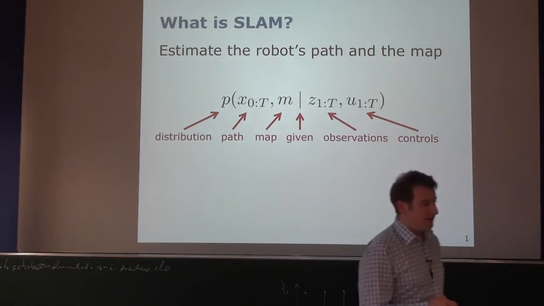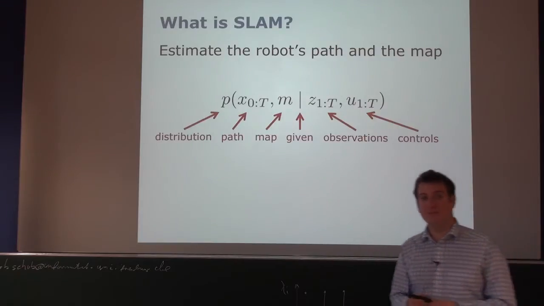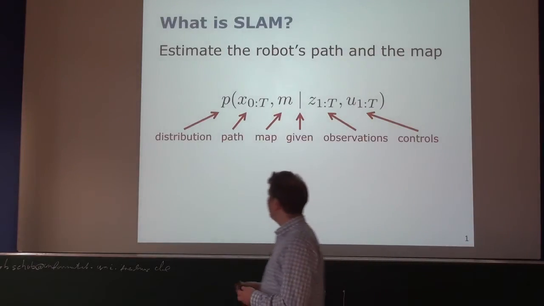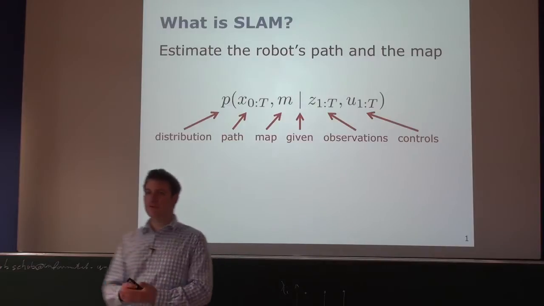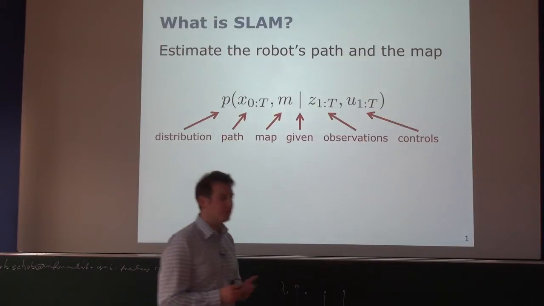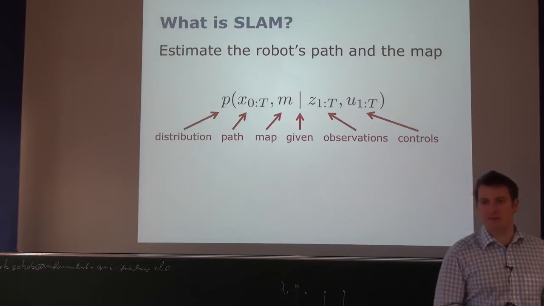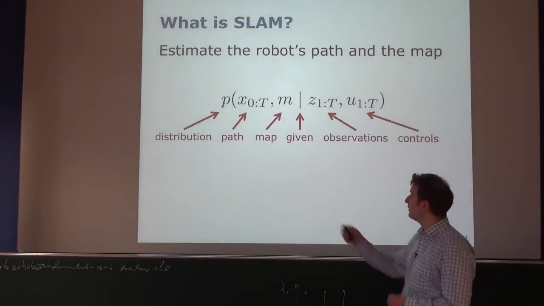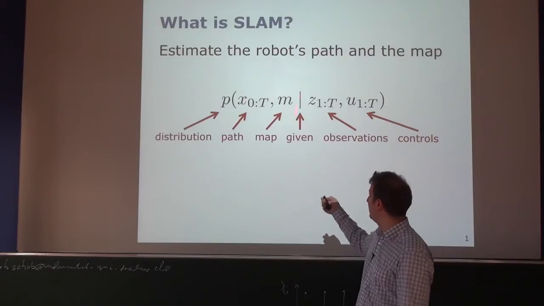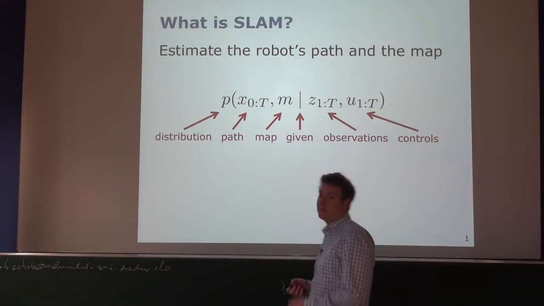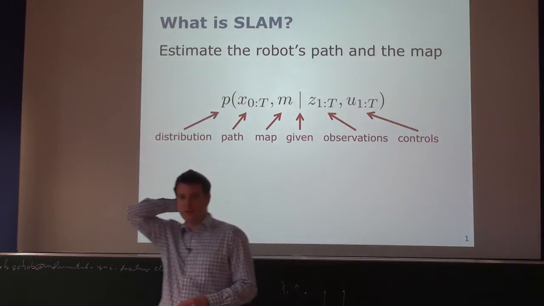So what is SLAM? We defined SLAM in the beginning as we want to estimate the trajectory of the robot, or the path that the robot or the sensor took doing data acquisition, as well as the map of our environment. So the path and the map, given my sensor observations and given the controls that the platform actually executed.